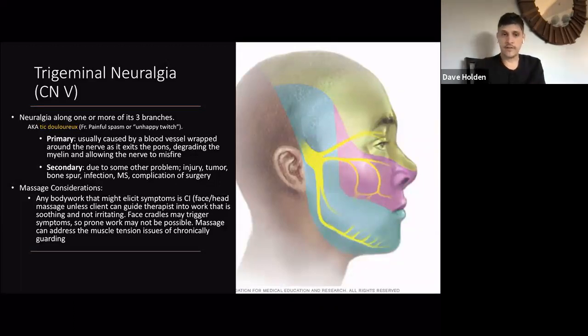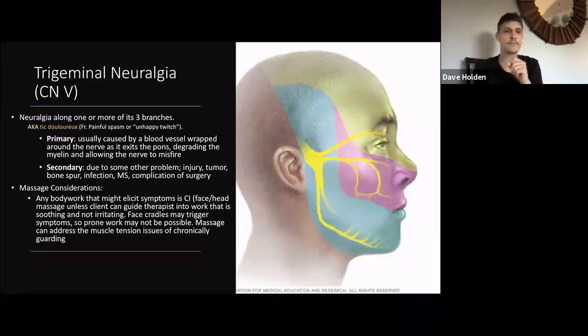Another condition involving a cranial nerve is trigeminal neuralgia. And this specifically affects the trigeminal nerve, which is cranial nerve number 5. And this is going to be neuralgia along the trigeminal root or in any of its 3 branches. It's the ophthalmic branch runs up to the eyes, the maxillary branch runs over the maxilla, and the mandibular branch runs over the mandible. You see how we named those.